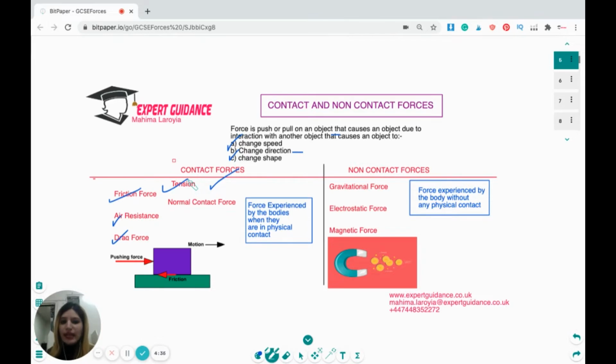On the other hand, non-contact forces are the forces experienced by the body without any physical contact. For example, the gravitational force. So if the earth is pulling something towards itself, there's no contact, but the force is still acting. The same thing goes for electrostatic forces and the magnetic forces. So you should know the definitions of contact and non-contact forces and the examples of them.